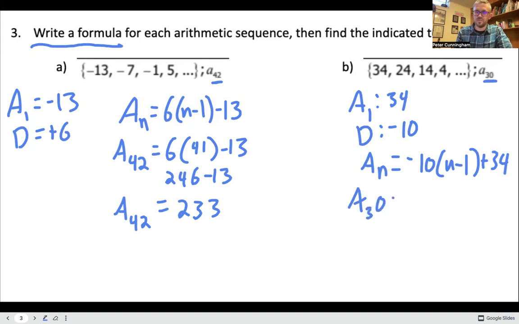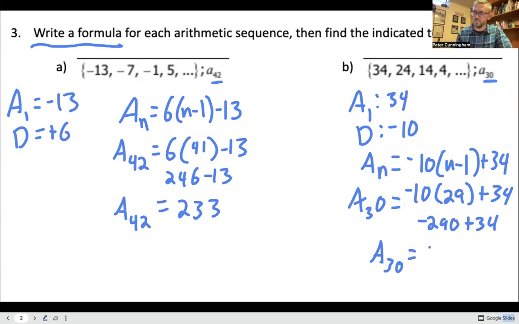I'll need to, I'm not sure why I wrote my 0 like that. I'll need to take negative 10, multiply it by 30 minus 1, which is 29. Add 34 to that. So I get negative 290 plus 34. I end up with my 30th term being worth negative 256.